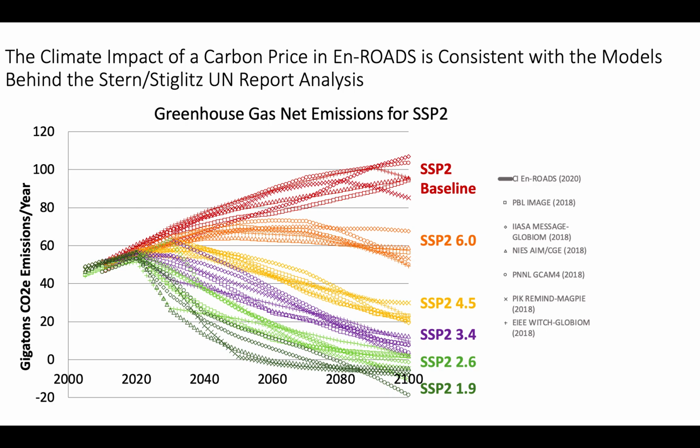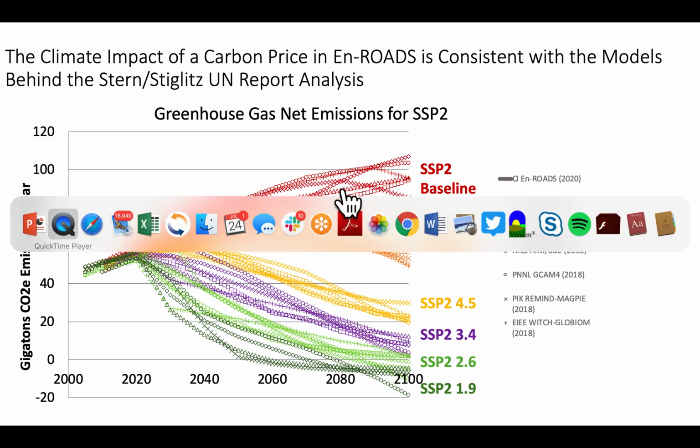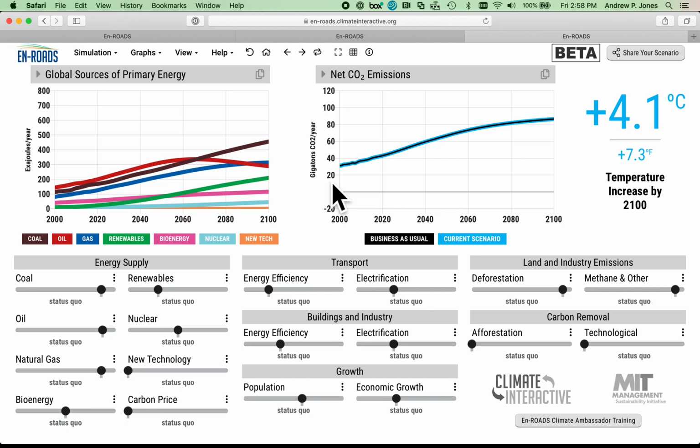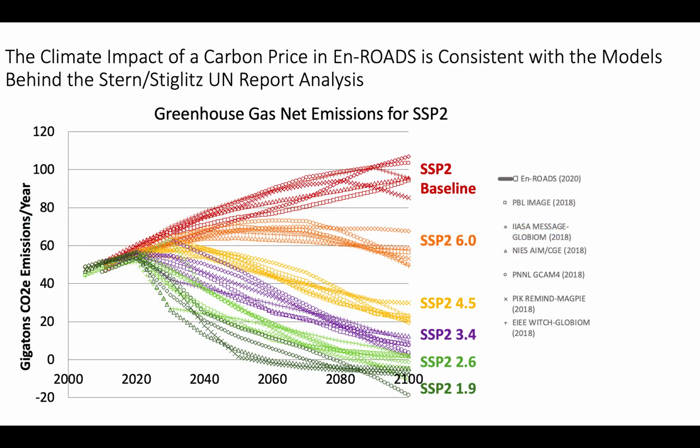Therefore, my team with Climate Interactive, using our simulator En-ROADS, want to say, okay, great, let's simulate a carbon price here in En-ROADS and see that 2 degrees. And it should just show up as 2 degrees because En-ROADS is consistent with the models behind that report, those exact integrated assessment models for those SSP scenarios.